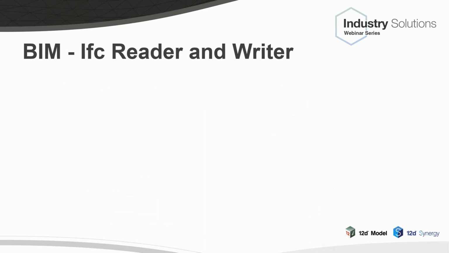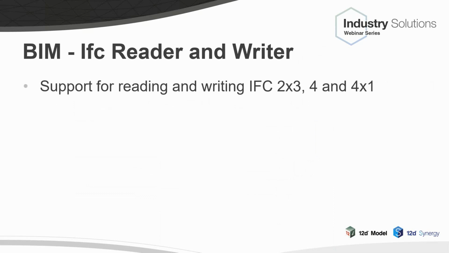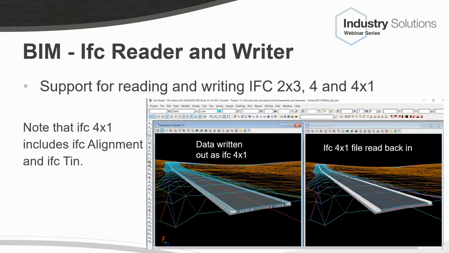We put the IFC Reader out in version 12, but in 14 we've boosted it up. In 14 we support reading of IFC 2x3, which is what most of the industry, 90% of the architectural, is still using, IFC 4 and IFC 4x1, which I think is just being released at the moment. What's important about IFC 4x1, it's 4.1, but some of the systems can't take a dot, so that's why they say 4x1. It has an IFC alignment and an IFC tin.